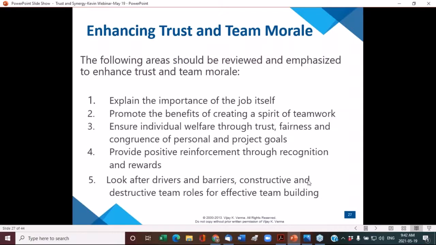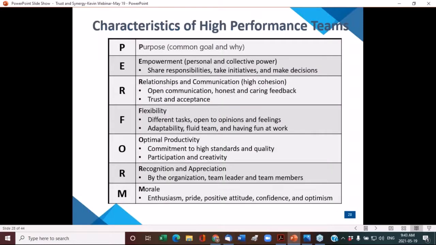Some are the constructive team roles and the destructive team roles. And one of the destructive team roles I've always seen people say, no, that won't work. And what you need to figure out is, well, let's just figure out ways to do things. So you have to come up with all the constructive roles as well.